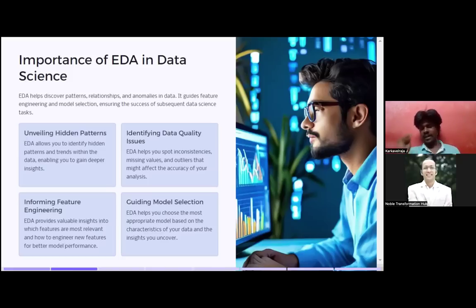You need to have a data set. For the data set, what is the best model? That is a major thing that we need to have. So that is done by EDA. Yes, sir, over to you.